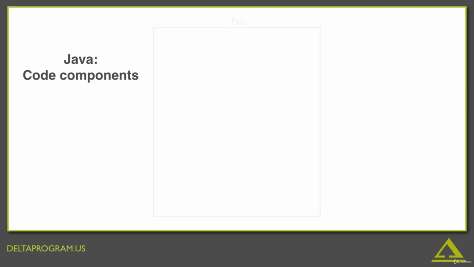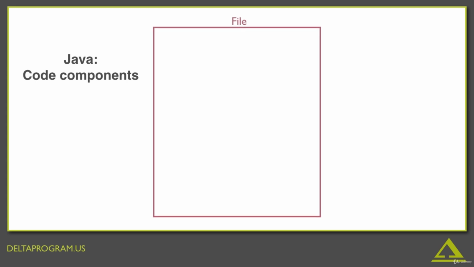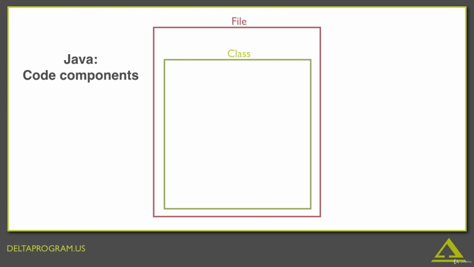We start with a file. A file is for storing specific functionality related to something your application is going to do. Each file contains a class that will, by convention, carry the same name as the file.